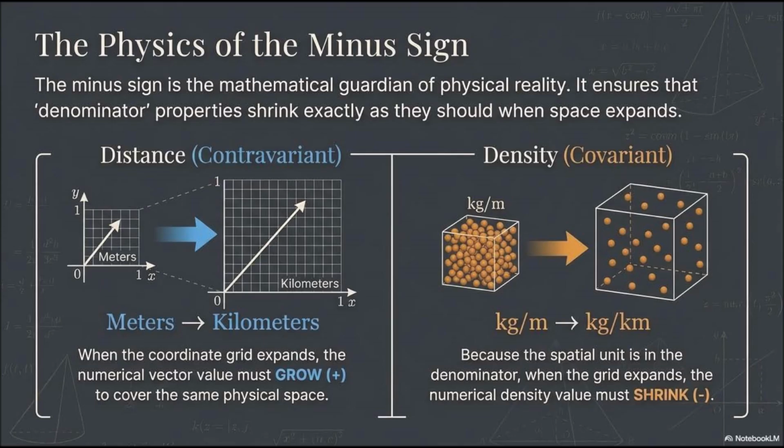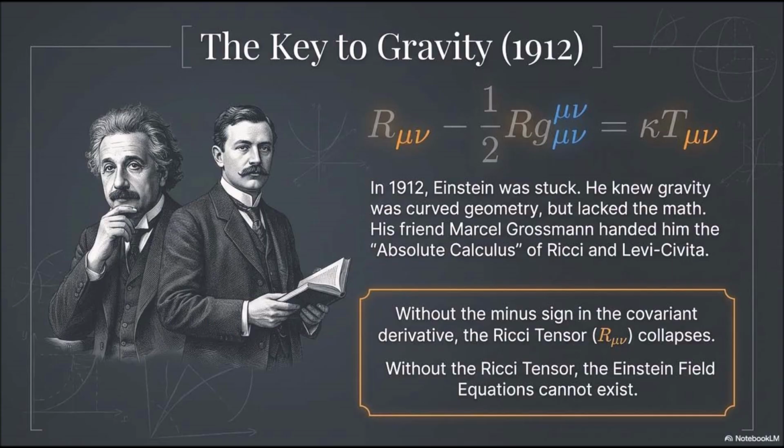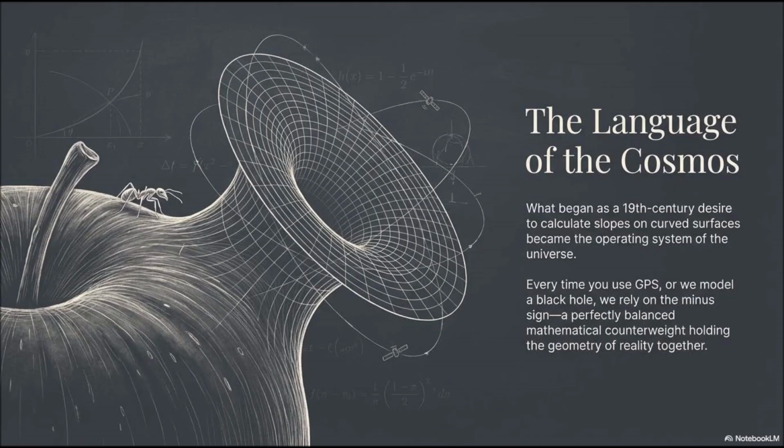Here we go. Chapter 3, the crisis of ordinary derivatives. The text uses a relatively simple 2D example to show why the standard derivative completely breaks down and fails the tensor transformation test. It contrasts Cartesian coordinates, x and y, with polar coordinates, r and theta. Let's deconstruct this visually for the listener.